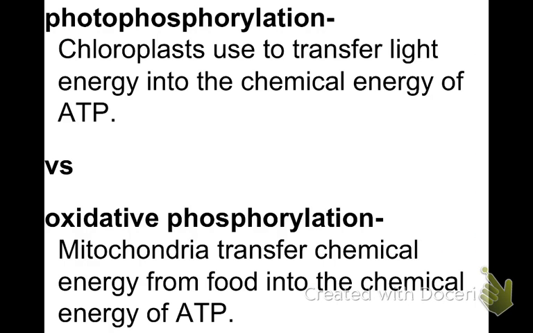Okay, so photophosphorylation. Photophosphorylation basically means you use light to phosphorylate ADP and form ATP. Okay, this is different from oxidative phosphorylation, wherein we used oxidation reduction methods, wherein we used mitochondria, which transferred the chemical energy from the food and helped form the chemical energy of ATP.